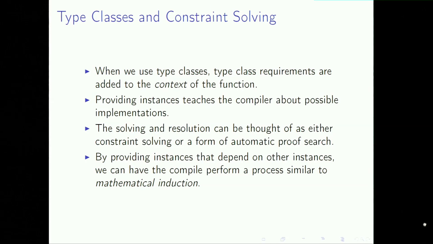That's just what I wanted to recap for type classes. When we use type classes, the requirements are added to the context of the function. We provide instances, which teach the compiler about possible implementations for those functions. As it goes through the type checking process and performs unification of types, we know which implementation to actually use. The constraint resolution can be thought of as constraint solving, but also as almost a form of automatic proof search.